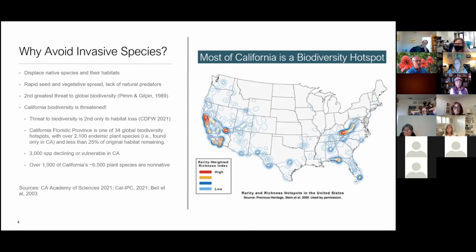In California, over 3,000 plant and wildlife species are declining or vulnerable, and invasive plant species have a lot to do with that. They're not the only reason for the decline. There's climate change, habitat loss, and other factors, but they're the second most substantial reason for that decline.